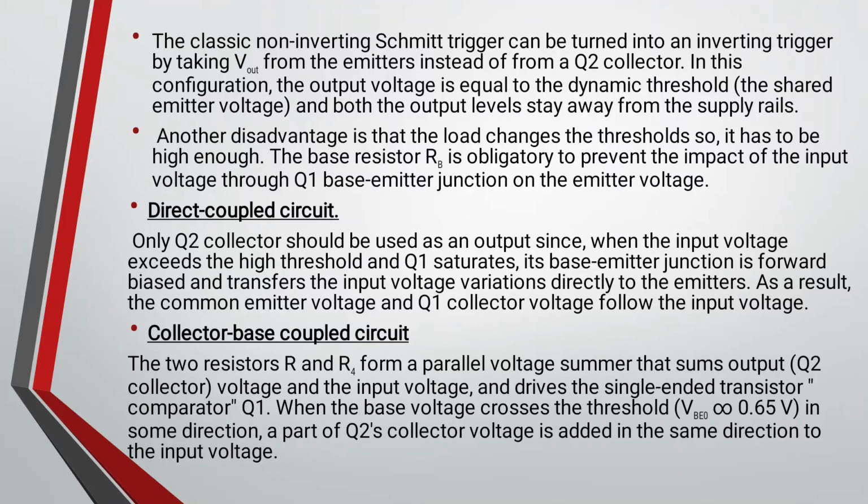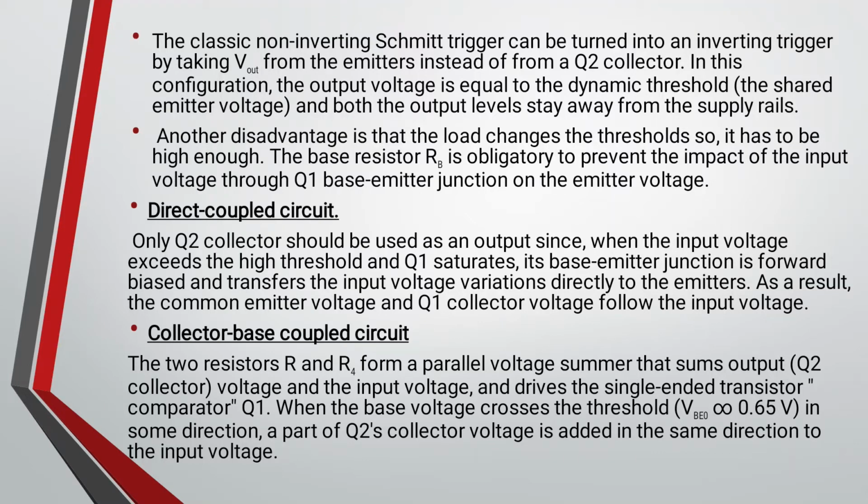Only the Q2 collector should be used as an output, since when the input voltage exceeds the high threshold and Q1 saturates, its base-emitter junction is forward biased and transfers the input voltage variations directly to the emitters. As a result, the common emitter voltage and Q1 collector voltage follow the input voltage.